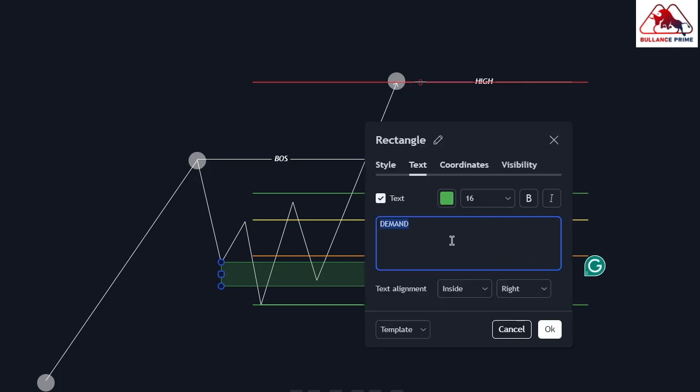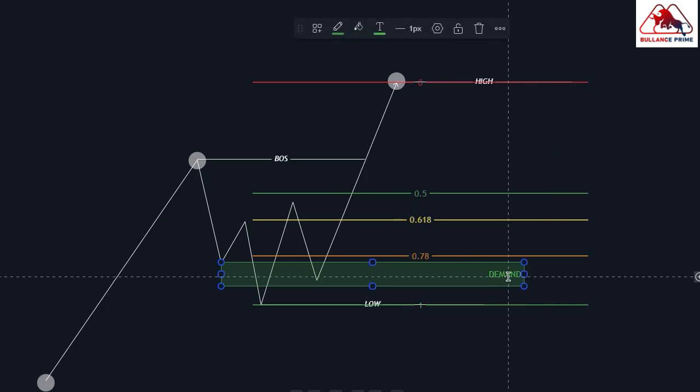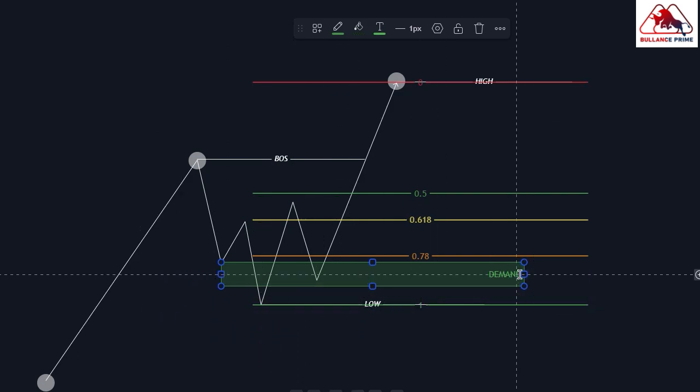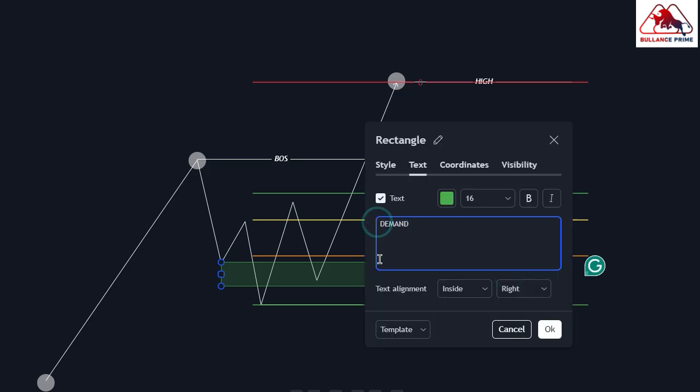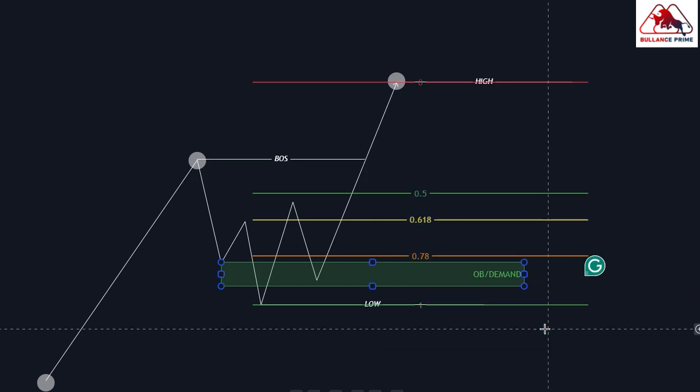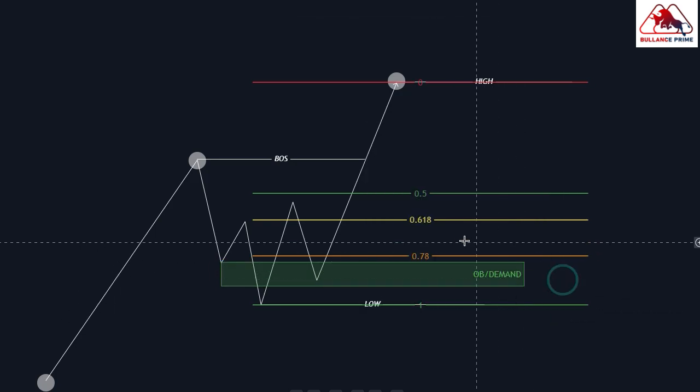It can be an order block, demand, or any kind of supply and demand, like you can see the reaction level there. So that's okay, you can find it as an order block or any kind of demand. So let me mark it as OB slash demand. Both are also demand, but it will be an order block or any kind of demand we find.